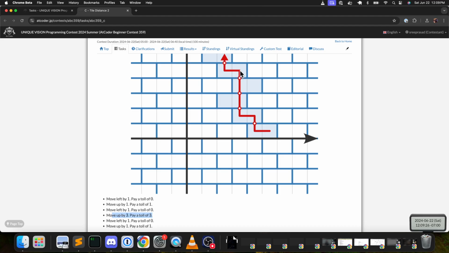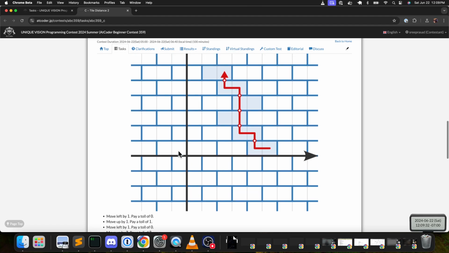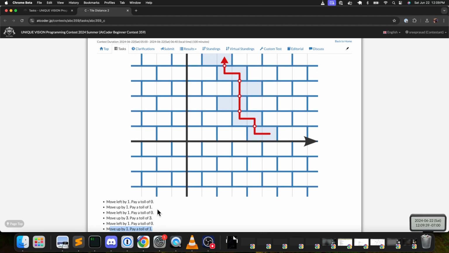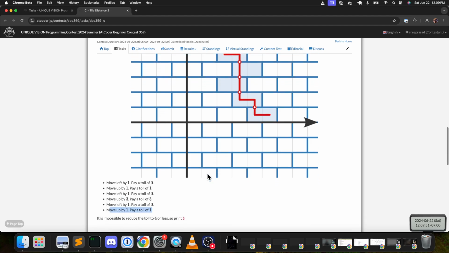And from here, you can go left, which is in the same brick, so you don't have to pay any toll. And finally, from here, if you go up by 1 brick, you are going to a new brick, so the total is 1. The total toll you have to pay is the number of bricks that you need to cross. So here you're crossing 1 brick, here 2 bricks, 3 bricks, 4 bricks, and then 5 bricks. So in total you're going to pay 5 as your total toll.